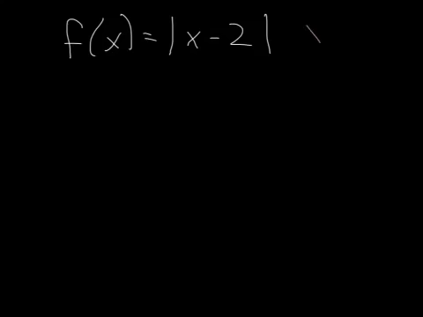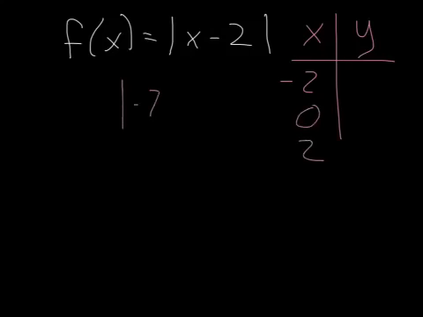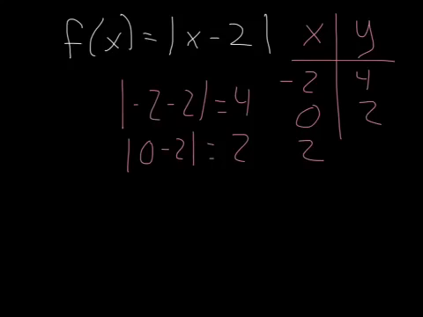If we make our xy chart here, let's choose the same points we did last time. Let's do -2, 0, and +2. If we plugged in -2, we'd get -2 minus 2, which would give us +4. If we plugged in 0, we'd get 0 minus 2, which would give us +2. And if we plug in 2, we'd get absolute value of 2 minus 2, which would give us 0 here. I just solved those really quickly, simplifying these absolute values. That's all I did to get my y values here.